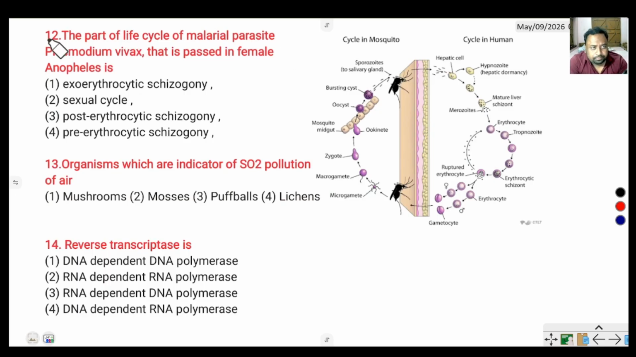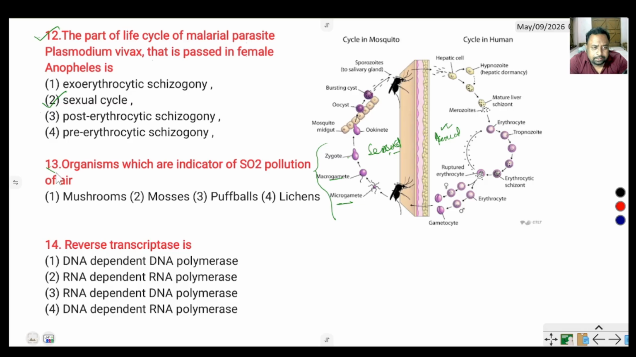Next question, question number 12. The part of the life cycle of the malarial parasite, Plasmodium vivax, that occurs first in the female Anopheles. Okay, this is the life cycle of malaria, Plasmodium vivax, where some steps of the life cycle are completed in the human body, but some steps are in the female Anopheles mosquito. In the female Anopheles mosquito, the gametes fuse and produce zygote. That is, sexual reproduction occurs in the Anopheles mosquito, but the asexual reproductive part takes place in the human body. So here the sexual cycle is established or occurs in the female mosquito body.